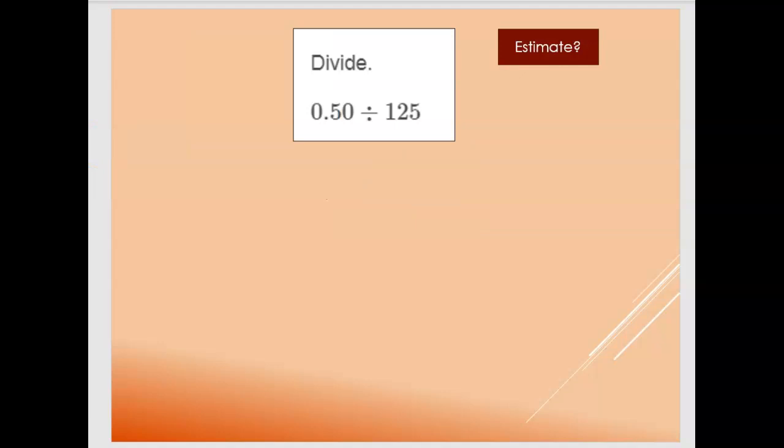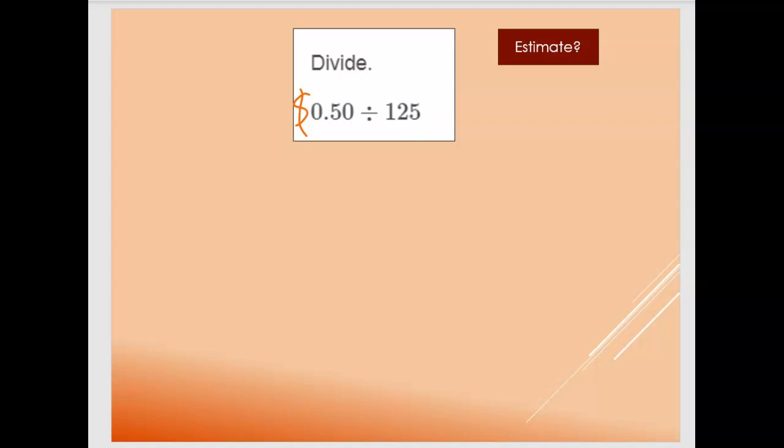Here it gets to be a little bit more difficult. 0.50 divided by 125. Here you're going to get a really small number because 125 doesn't really fit into 50 cents, does it? I'm going to call it 50 cents. It just looks like money to me because of the way it goes out into the hundredths place. But you should get a really tiny answer. 125 is only going to fit into 5 tenths or 50 hundredths a fraction of a time. It's going to be very small.